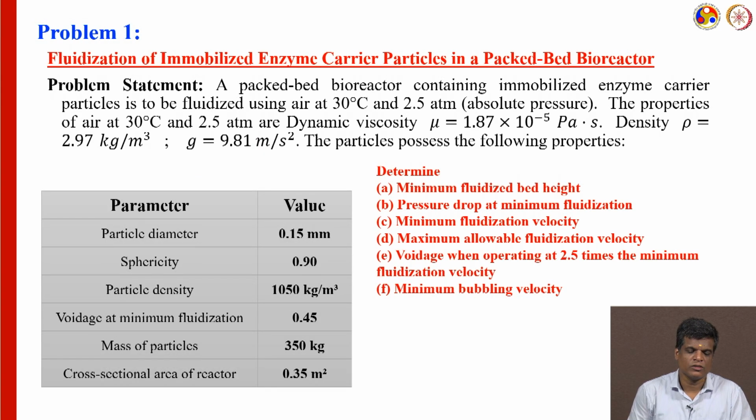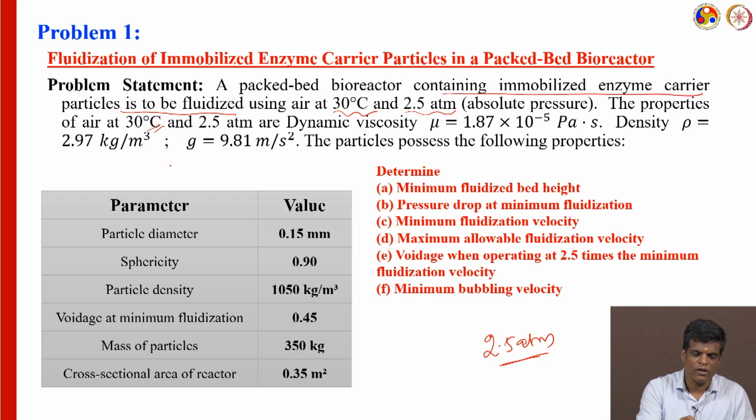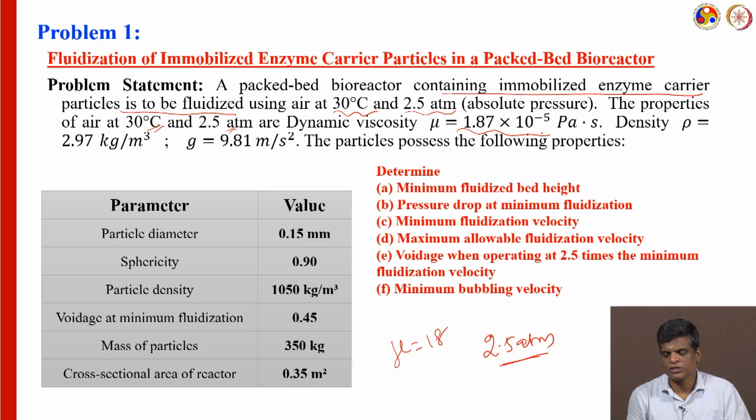Problem 1 we will discuss is a packed bed bioreactor containing an immobilized enzyme carrier. The particles are fluidized using air at 30 degrees and 2.5 atmospheric pressure, the absolute pressure. The properties of air at 30 degrees and 2.5 atmospheres: the viscosity is 1.87 into 10 power minus 5 Pascal seconds, and the density is 2.97 kg per meter cube.